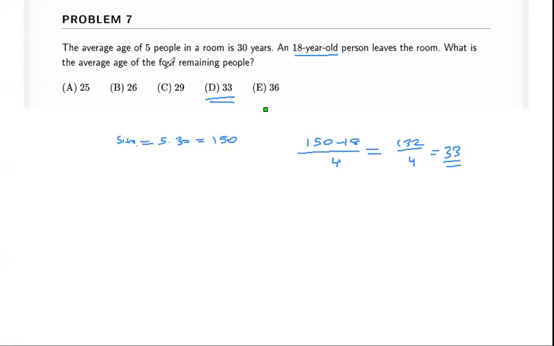You can also just make up some values if you want to. Some people may choose the age of one of the 5 people, let's say 18, and guess 3 other numbers that give us an average of 30. You can go with that as well, but this is straightforward.